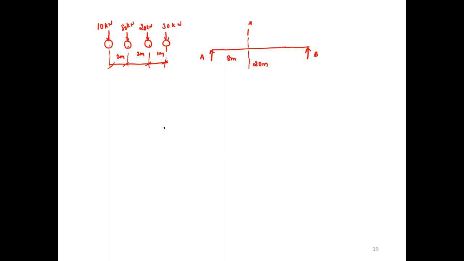Now, as per our concept, what is the first step? I have to allow the train of concentrated loads to move on the span, such that in the first position, the first load, 30 kilonewton, comes to this position. The second load, 20 kilonewton, comes to this position. The third load, 80, and another load, 10. This is the left side and this is the right side, this is 8 meter and this is 12 meter, if the entire span is 20 meter. So this is A and this is B.